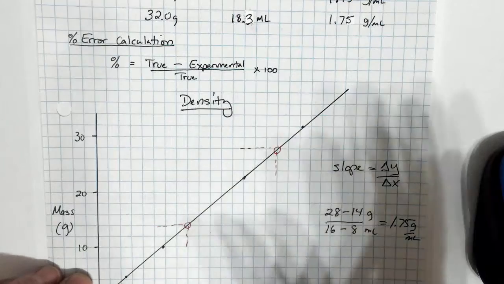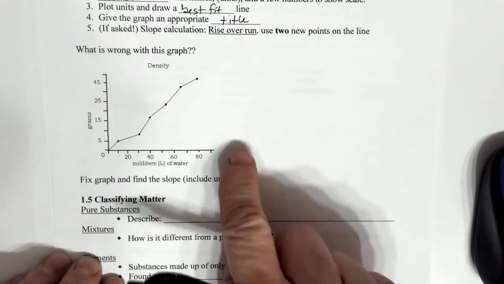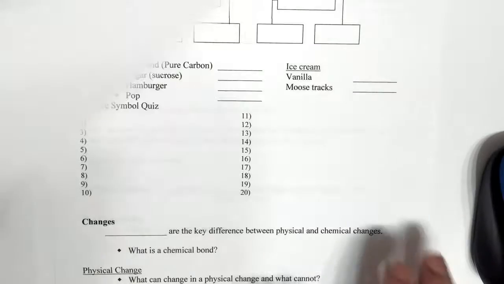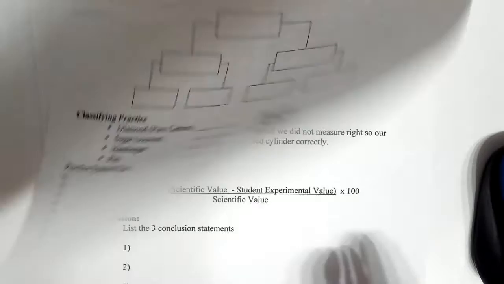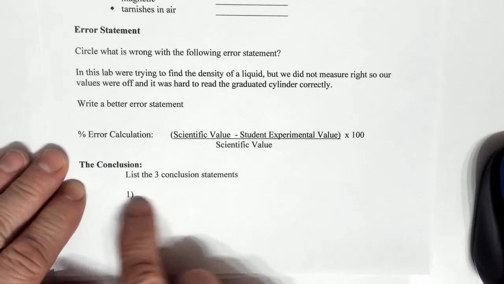Okay, there's 2 more things we need to discuss. So I'm going to flip through the notes. I'm going to go beyond this next section, which we'll teach later. I'm going to go to the back of this lab where it talks about error and error calculation, as well as conclusions.